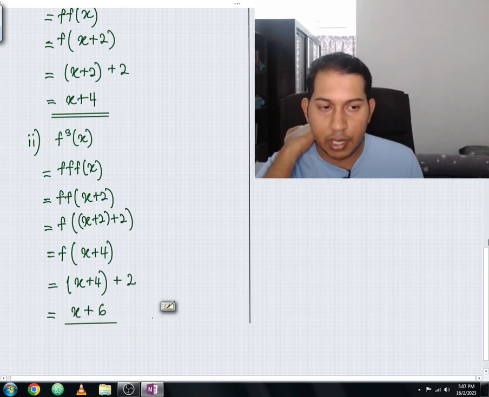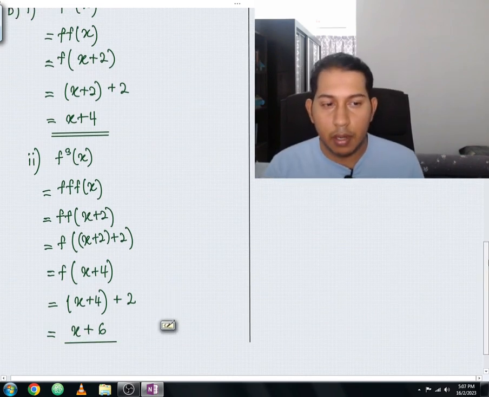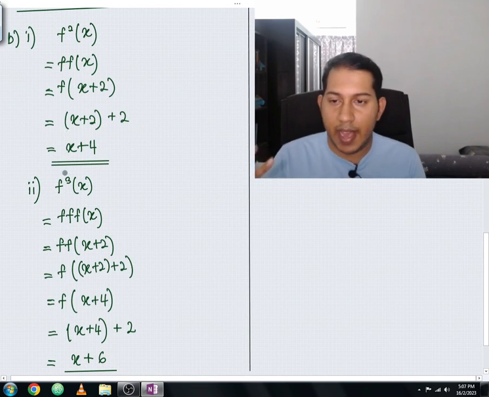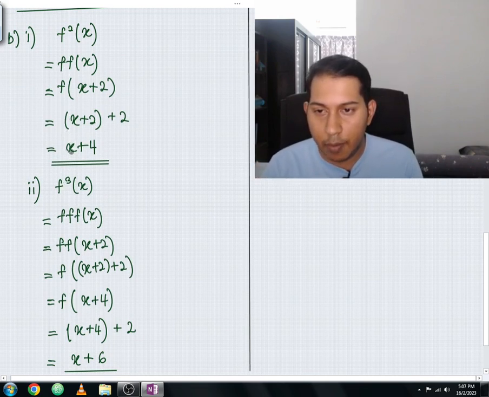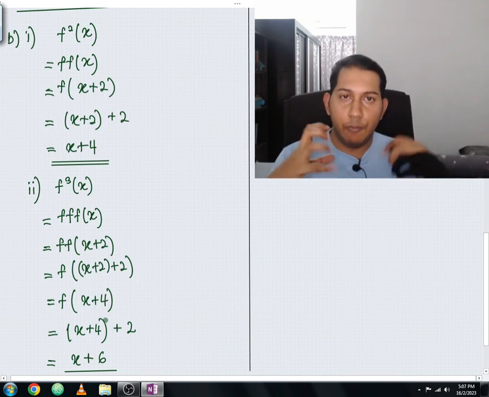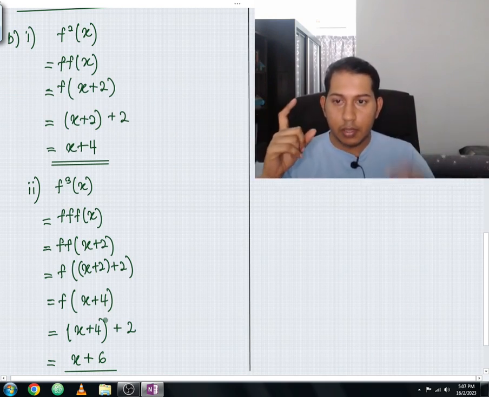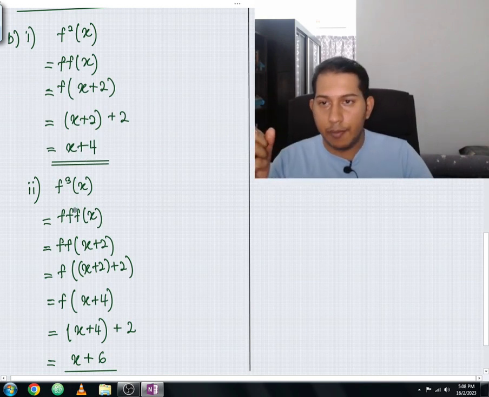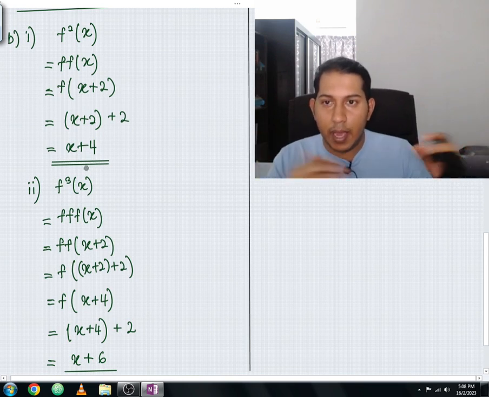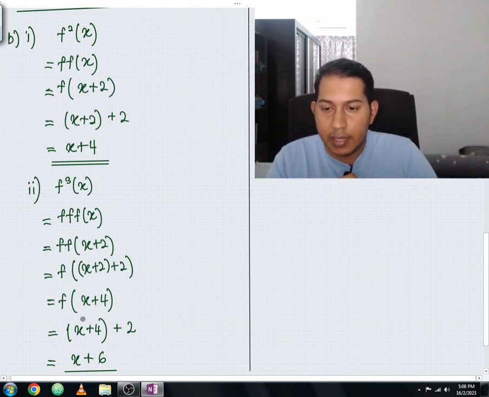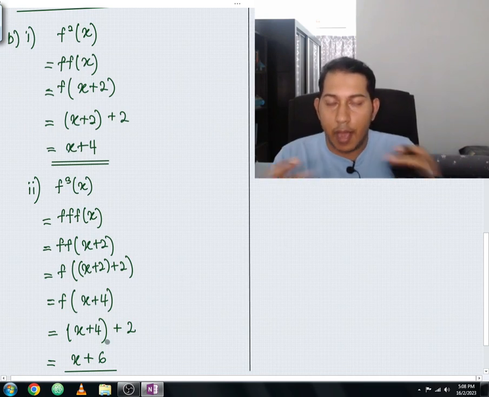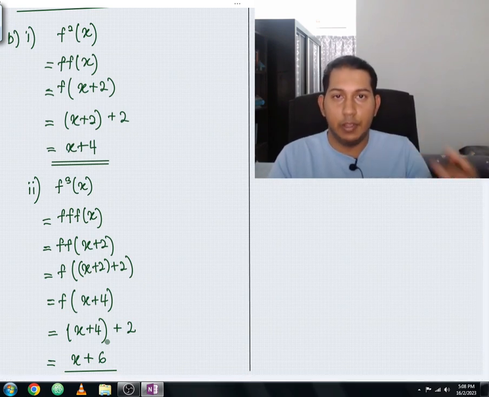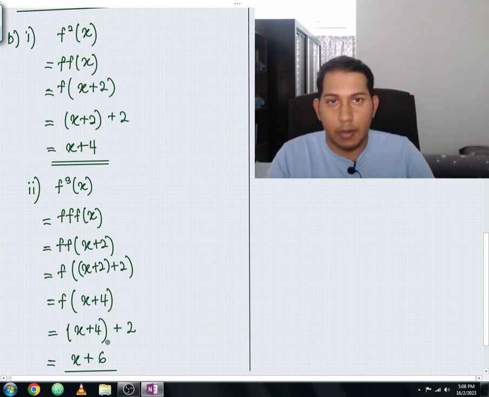From here we notice there is a pattern from one number to another. When f squared x changes to f cubed x, the pattern changes from x plus 4 to x plus 6. So every time you increase the number n by 1, it increases by 2. From here f(x) is x plus 2, f squared x is x plus 4, and f cubed x is x plus 6. If you're doing a calculation for f to the 4th x, it will be x plus 8. When you are mapping the function f 4 times, you will get x plus 8. So there is a pattern over here.